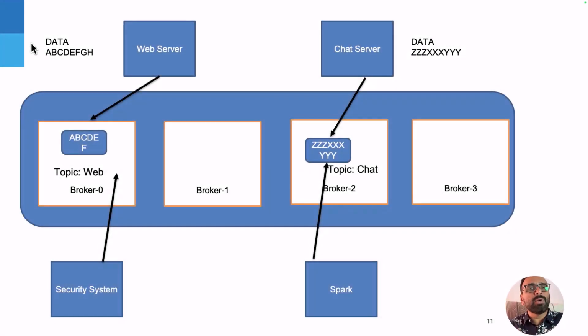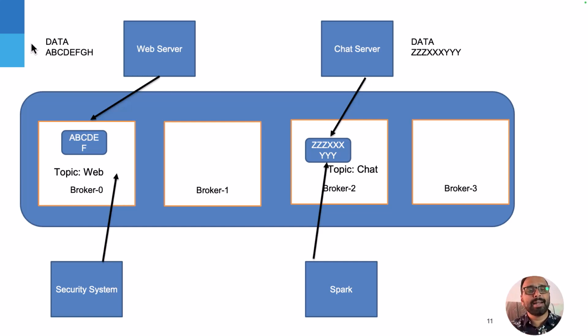Now, if you broadly look at this picture, what you see here is at the top you have these producers. So I have kept only two producers. You have the web server and the chat server. And then you have the consumers, again, the security system and Spark. I mean, just to get a context, right?